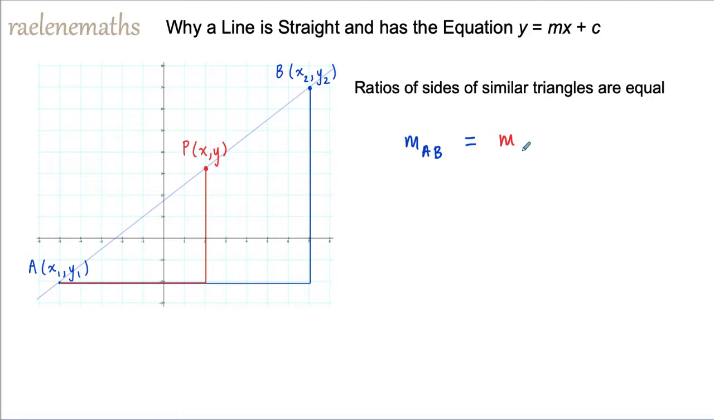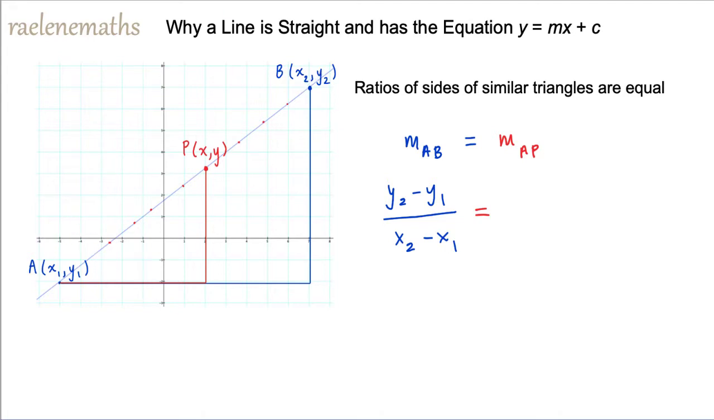So I'm going to come up with the gradient from points A to B and set that equal to the gradient from point A to P. The gradient from A to B is going to be y2 minus y1 over x2 minus x1. And then the gradient from A to P, we could also go from P to B or any other point that we choose, but I'm using P here as a variable point whose coordinates x and y can vary, can change, whereas x1, y1 and x2, y2 are fixed numbers for points that are definitely on the line.